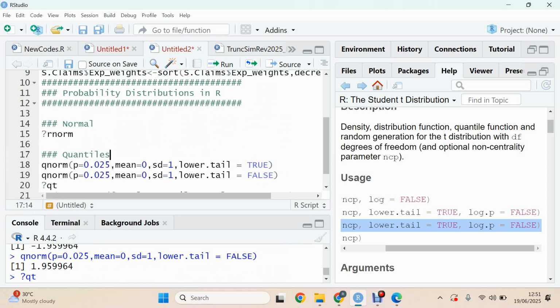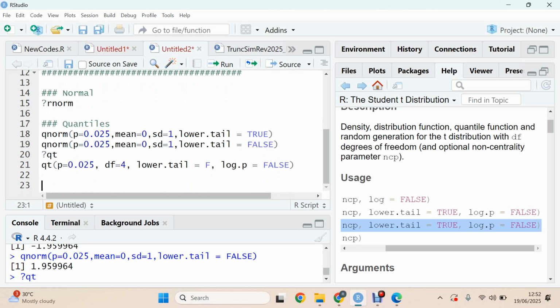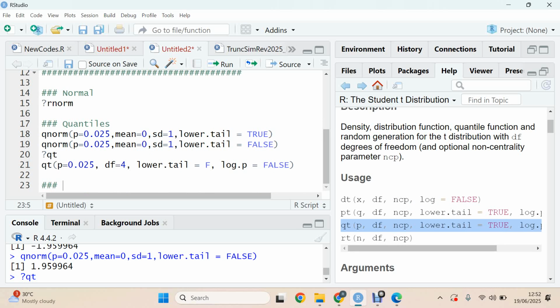So quantiles. So we are done with quantiles. What about density? So density will mean that, you see what we have over here.